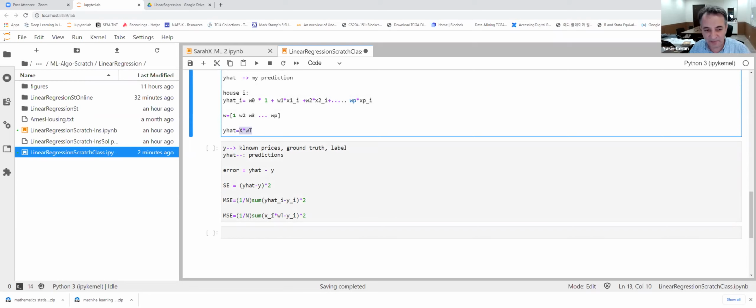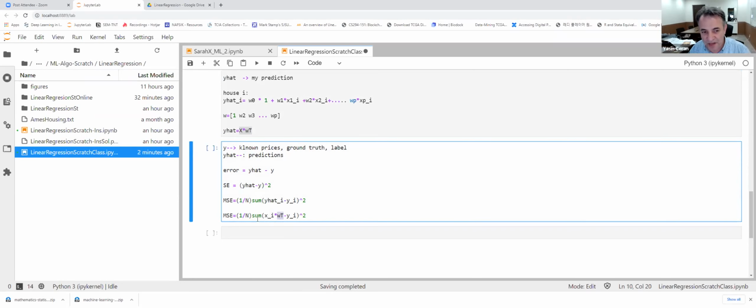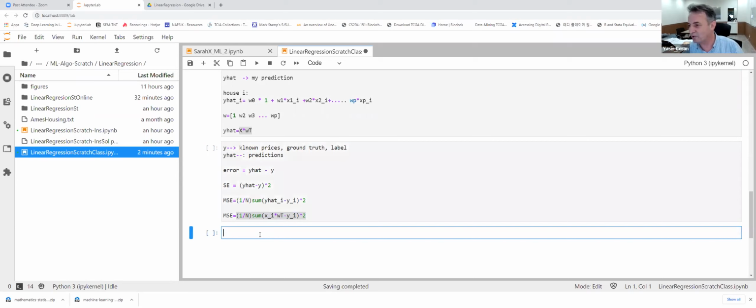Now I'm trying to find the W that is going to minimize this error. This is my total error, and I want to minimize it. How can I minimize this? I'm going to take the derivative of this mean squared error, the derivative of MSE with respect to W. That is called the gradient in literature. So what is gradient?